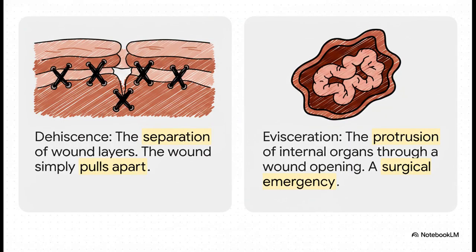Now for two words that sound similar and get mixed up all the time, but they are critically different. Dehiscence is bad, no doubt. It's when a wound that was sewn shut starts to pull apart. But evisceration is a full-blown catastrophe. That's when the wound bursts open and internal organs actually start coming out.